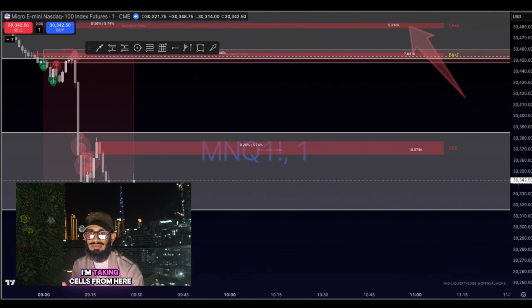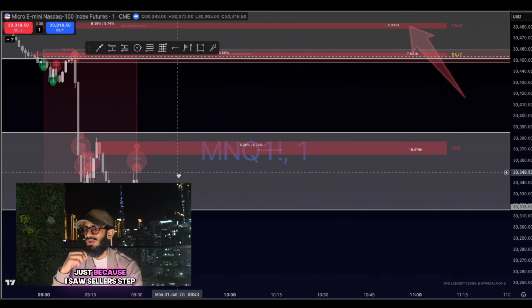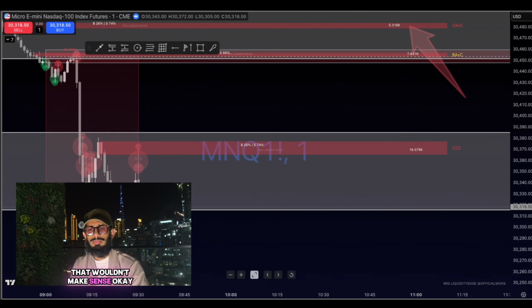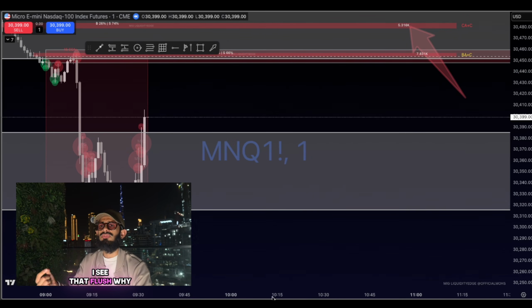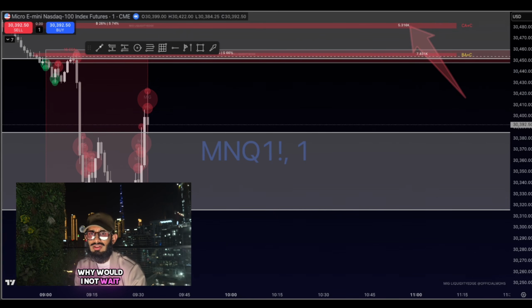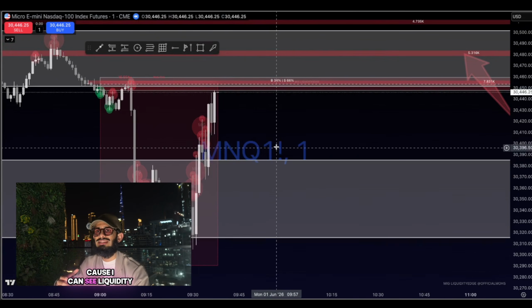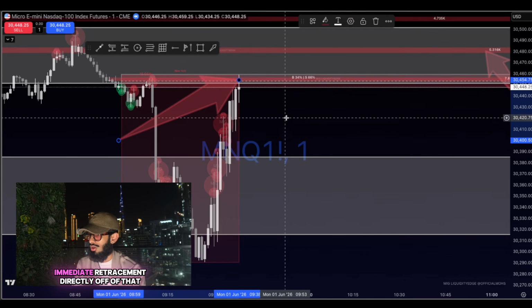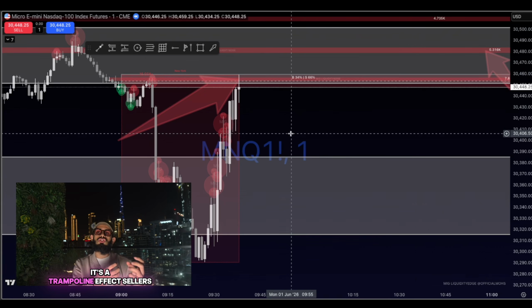I also know that if I'm taking sells from here just because I saw sellers step in actively, that wouldn't make sense, okay? I see that flush. Why am I taking it in a range? Why would I not wait for price to continue up? Because I can see liquidity acts as a magnet, and we can see that immediate retracement directly off of that. It's a trampoline effect. Sellers know they were there before, so when we go back to that area, depending on the time that we actually displace, depending on the time we reclaim, sorry, we expect to see the same thing.